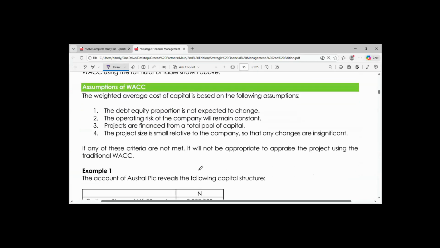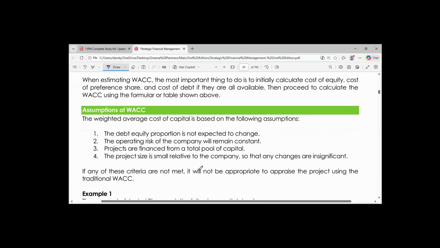Okay. Apart from the calculation, there are underlying assumptions associated with the weighted average cost of capital. One of the assumptions is that the debt-equity proportion will not change. It is assumed that the percentage of equity and debt in the capital structure will remain the same, because once it changes, the assumption will not work in the calculation of the WACC.